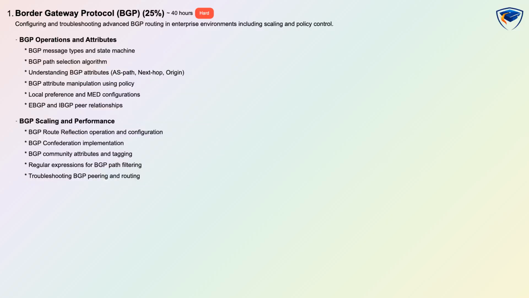Border Gateway Protocol, BGP, carries 25% of the exam and is rated hard with an estimated 40 hours of learning and hands-on plus conceptual assessment. You will learn BGP operations including message types, the BGP state machine, and the path selection algorithm along with attributes like AS path, next hop and origin. The syllabus emphasizes attribute manipulation with policy, local preference and MED configuration, and both eBGP and iBGP peer relationships. You will also study scaling and performance topics such as route reflection, confederations, community tagging, regular expressions for path filtering, and practical troubleshooting of peering and routing.